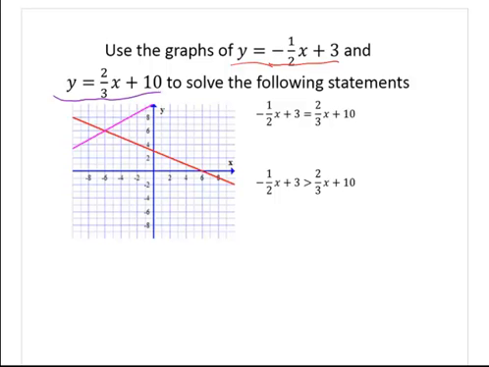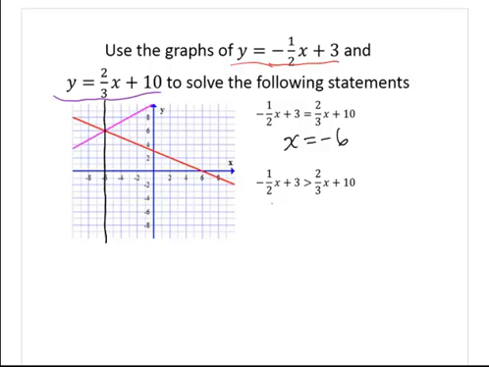So again, we would ask ourselves, where do they meet? Well, they meet right here. There's the boundary, when x equals negative 6. So the solution of the equation is x equals negative 6. Now we have the inequality. Where is negative 1/2 x plus 3 greater than 2/3 x plus 10?